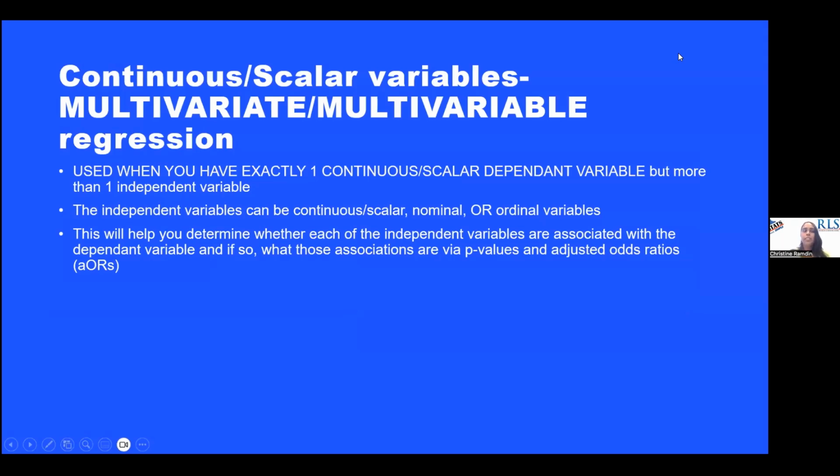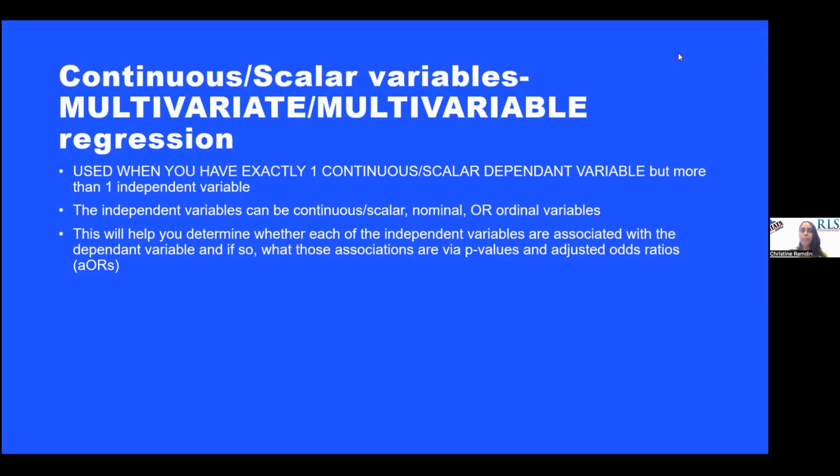You see the name used in literature alternately. Some people say multivariate, some people say multivariable. That's why I put both terms here. This is the special case where you have exactly one continuous or scalar dependent variable, whatever that may be. It could be height, etc., but you have multiple independent variables.